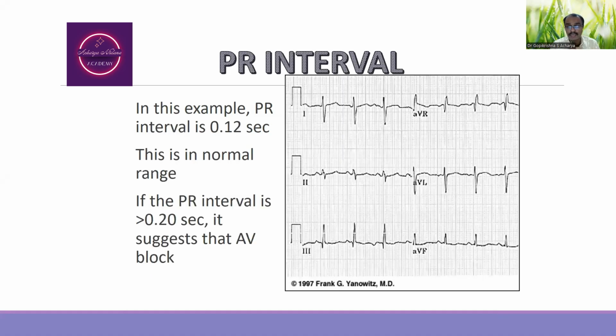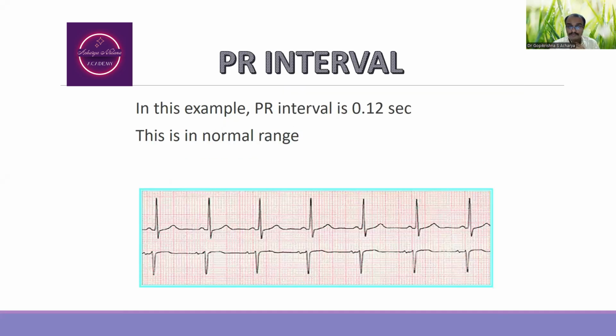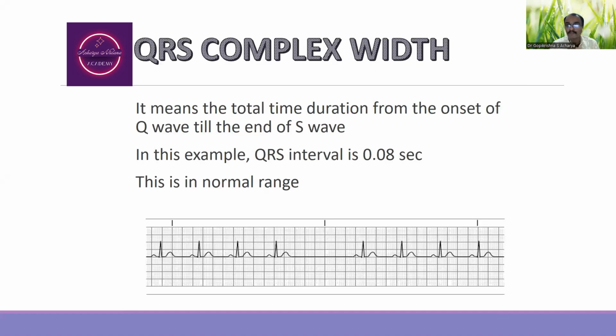In this particular example, the PR interval is 3 small squares, that is 0.12 seconds. When the PR interval is more than 0.2 seconds, that means more than 5 small squares, it is indicative of an atrioventricular block, or otherwise what we can say, a nodal block. In this particular example, the PR interval is 0.12 seconds. This is again in the normal range.